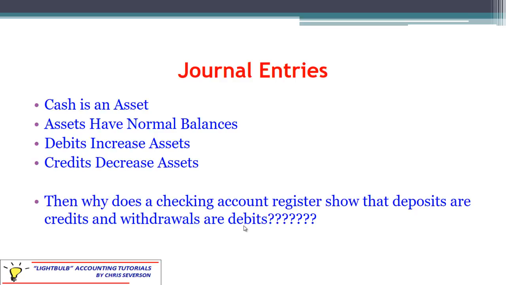So the question here is, when you look at your bank account register, your checking account register, we'll see that in the next slide, you'll see that under the deposit column, it actually says a credit. And under the withdrawal side, it says debit. That seems to be the opposite of what we just said here. Debits increase assets. Here it's saying that the debit is treated as a withdrawal, which decreases the asset. So how does this reconcile?